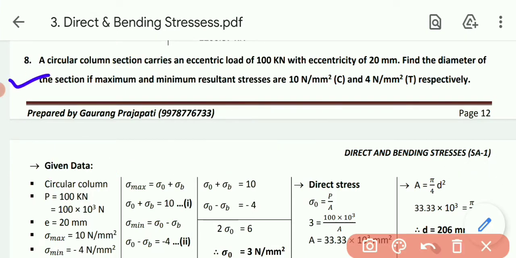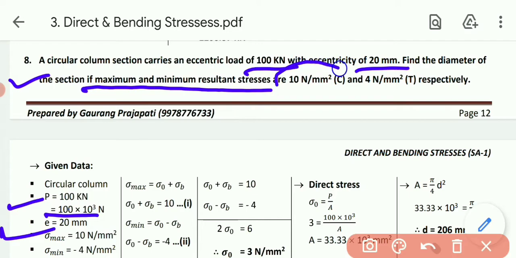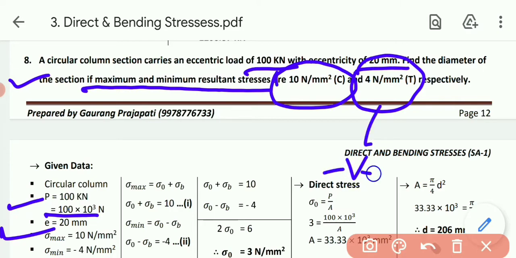Example number 8. A circular column section carries an eccentric load of 100 kilonewton with an eccentricity of 20 mm. So force is given, 100 kilonewton, that is 100 into 10 raised to 3 Newton. Eccentricity is also given, that is 20 mm. Find the diameter of the section if maximum and minimum resultant stresses are 10 Newton per mm square compressive and 4 Newton per mm square tensile. Tensile means it will be negative.